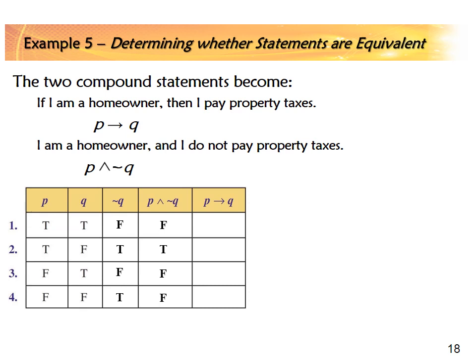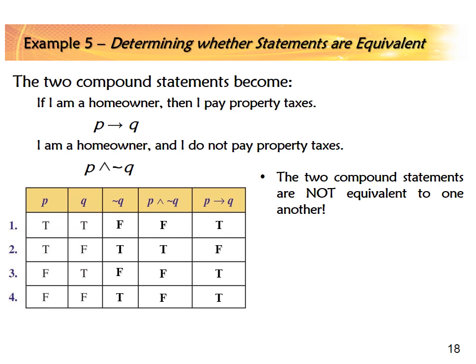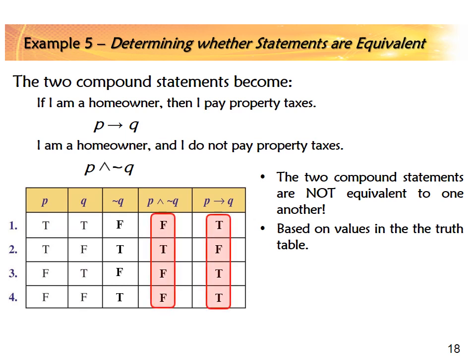Very straightforward. Now P then Q should be very easy for us to fill out. When is the only time this is false? The only time it's false is when the premise is true and the conclusion is false. So all of those are true except for that. Now these two compound statements are not equivalent to one another. Notice that they differ in position, based on the values in the truth table.